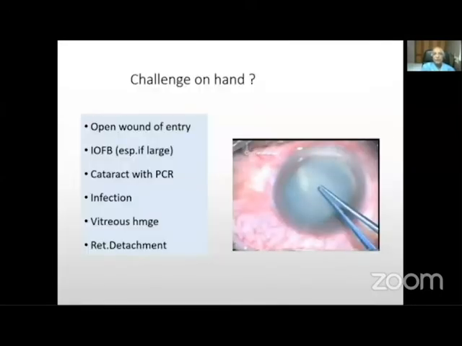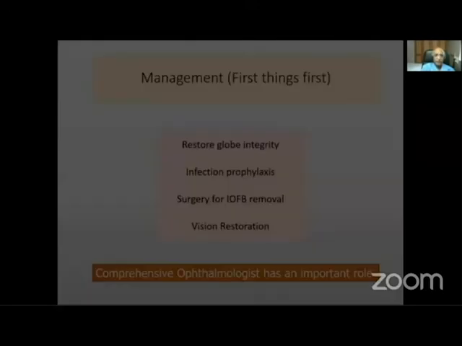So this is one example of a challenge on hand with an open wound of entry. Foreign body is there. In any patient, there can be a cataract with PCR, there can be infection, there can be vitreous hemorrhage and retinal detachment. All of the above may be present in a given patient.